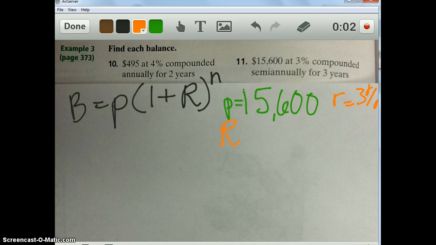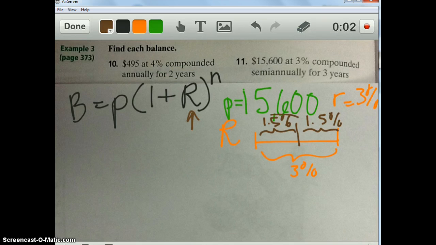The problem is it says semi-annually. So here's what happens. Here's my full year, and my full year is 3%. But if I do it semi-annually, that means I'm going to do this piece, and then I'm going to do this piece. So if I take that 3% and break it up into 2 pieces, what am I using for each piece? Yeah, half of 3 is 1.5. So instead of using the 3% in here, you're going to use 1.5% because you broke that 3% up into your 2 parts of the year.